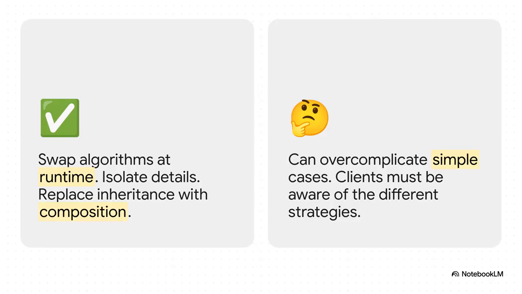Now, like any pattern, there are trade-offs. The pros are huge. You can swap algorithms on the fly, and your architecture gets so much cleaner. But for a really simple problem with just 2 algorithms that never change, yeah, it might be overkill. It does add a few more classes to your project, and the client code has to be aware of the different strategies available to choose from.